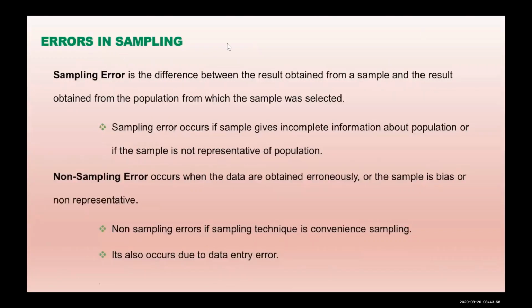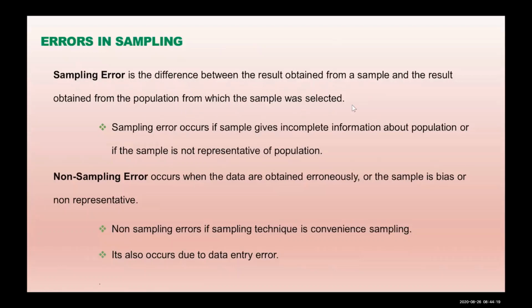Errors in sampling. When I say errors in sampling, I'm talking about the mistakes that might have happened when we are doing sampling. So sampling error is the first one. Sampling error is the difference between the result obtained from the sample and the result obtained from the population from which the sample was selected.